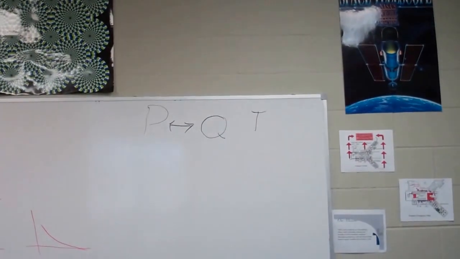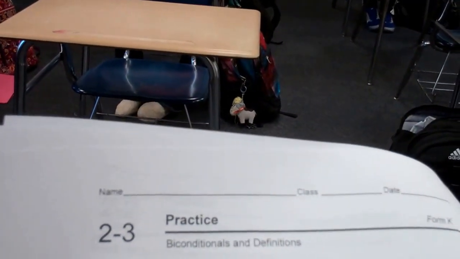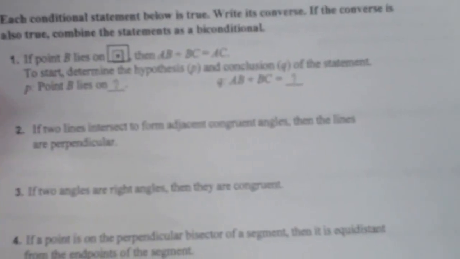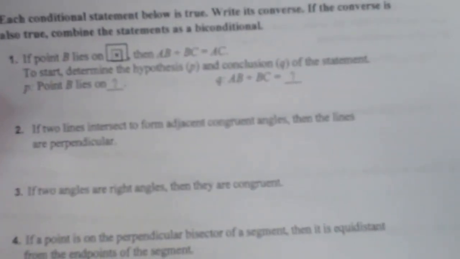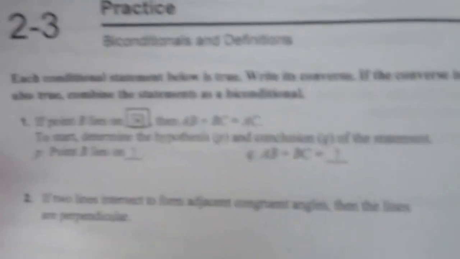So this is one that original and converse are both true. So we're going to rewrite it. Grab your pencil. We're going to say two lines intersect to form adjacent congruent angles if and only if, that's the good part, the lines are perpendicular.